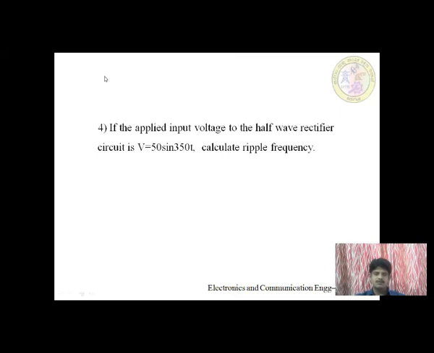Next, we are going to the fourth problem. The question is: if the applied input voltage to the half wave rectifier circuit is V equal to 50 sine 350t, calculate the ripple frequency. In this, they have given the input voltage to the half wave rectifier and asked us to calculate the ripple frequency. So think about what prerequisites are required to solve this problem and how to proceed.